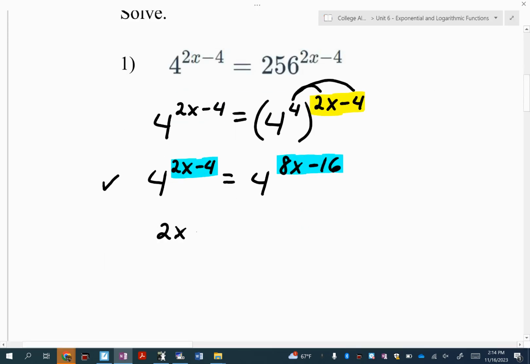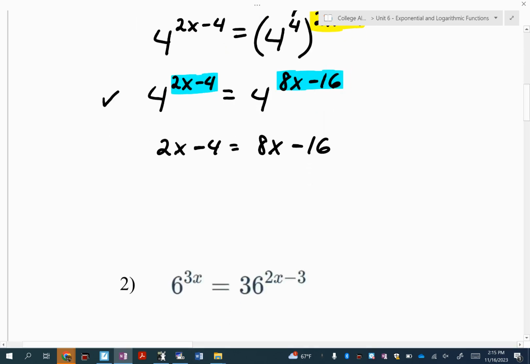So do 2x minus 4 equals 8x minus 16. What happens to my bases? They're gone. Because when the bases are the same, the exponents have to be equal to each other. Now we've entered into something you would have done in your 9th and 10th grade year. Okay? So we're going to solve for x.